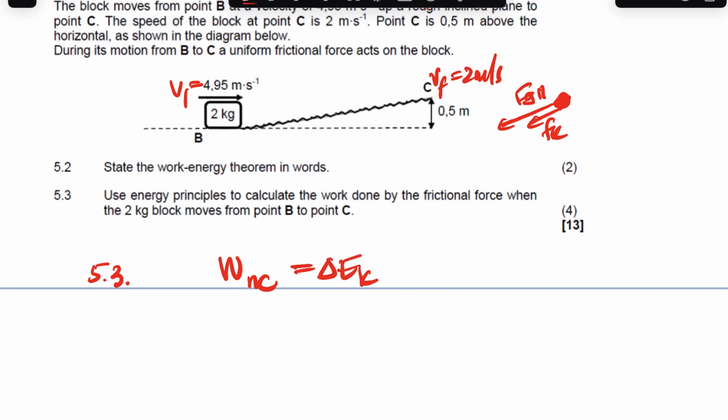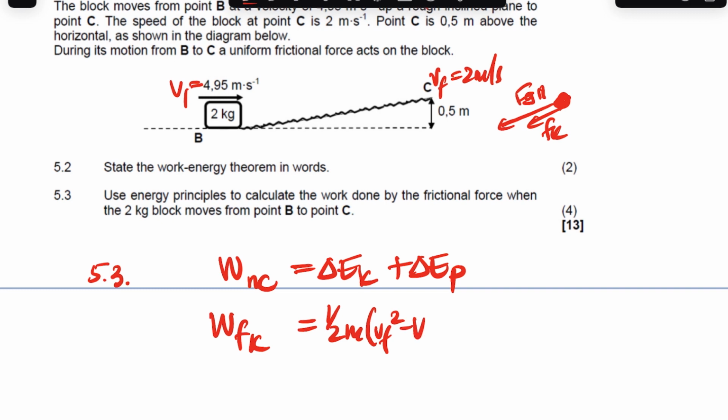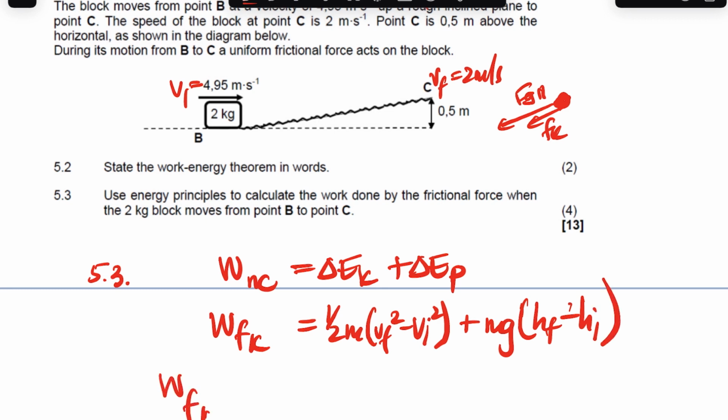The energy principle is the work done by the non-conservative force. The non-conservative force that is acting while it's moving here is the frictional force. So it's the work done by the frictional force, that's what I want, equals the change in kinetic energy, half mv final squared minus half mv initial squared, close bracket, plus mgh final minus initial, right?